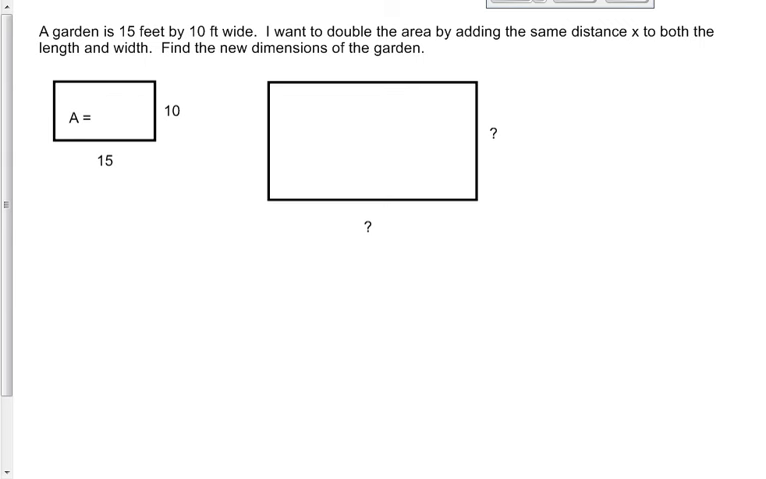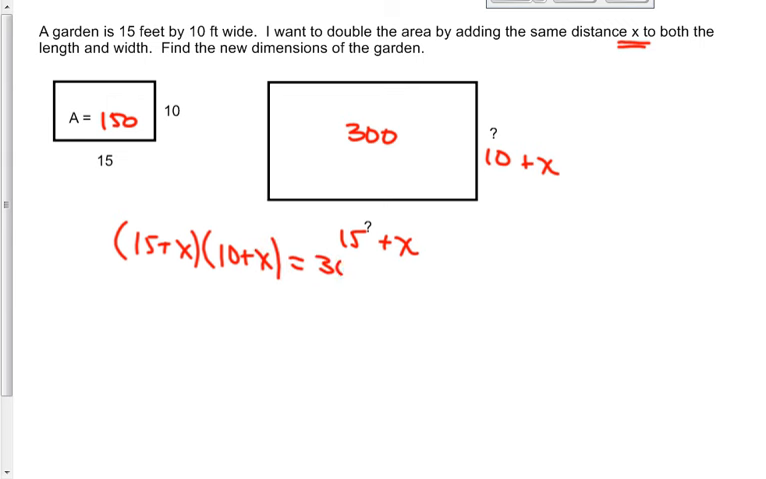So what am I trying to do? I'm trying to double that area. Well, if the original area was 150, when I double it, that means this area is going to be 300. How am I going to get that new area? I have to add the same distance x to both the length and width of the original. Well, my original length was 15. I need to add x onto that. My original width was 10. I need to add x onto that. Now I can set up an area formula, length times width, 15 plus x times 10 plus x, and set that equal to my new doubled area of 300.